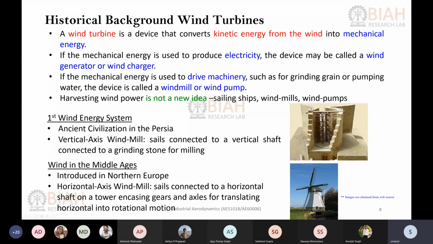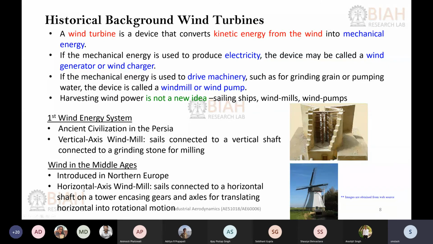Okay. So here you can see, around the Middle Age, European countries started to have horizontal axis wind turbines, and they were basically used again for water pumping purposes, not for electricity production. Mostly for the pumping purpose.